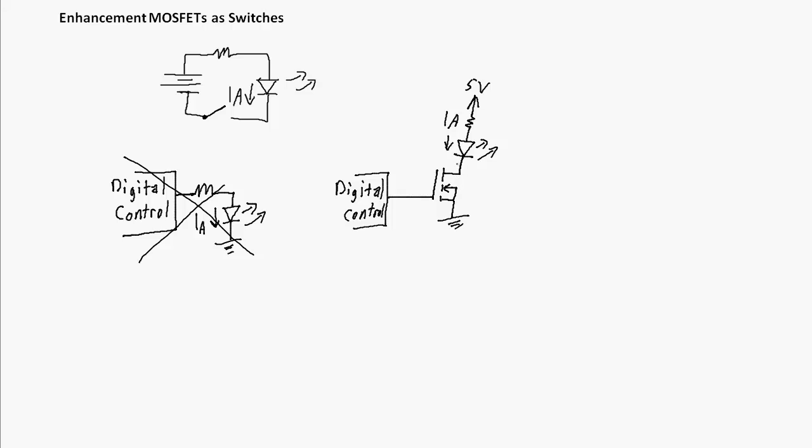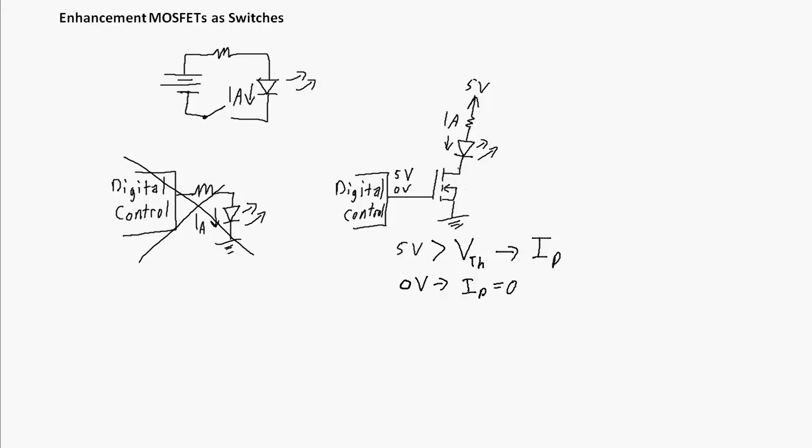You pick a FET that allows 1 amp to go through, and the output of this digital circuitry is either going to be 5 volts or 0 volts. So if it's 5 volts, and as long as 5 volts is greater than the threshold voltage of this FET, then we will have current going through this circuit, some I_D. If it's 0 volts, then we'll have I_D equal to 0.